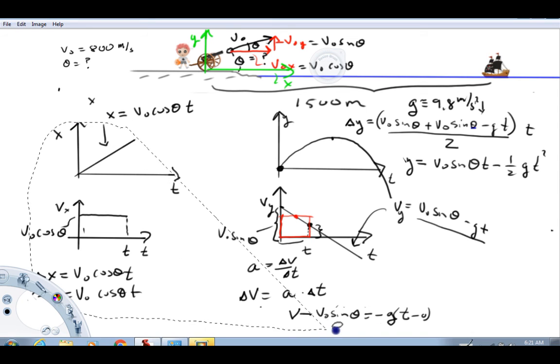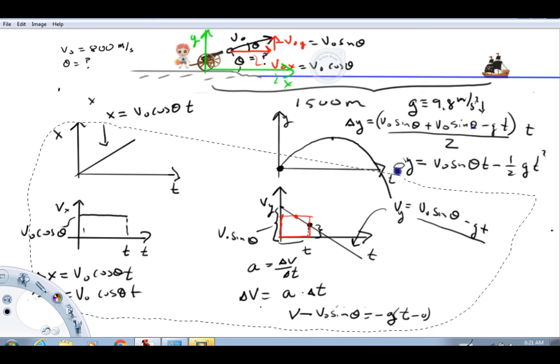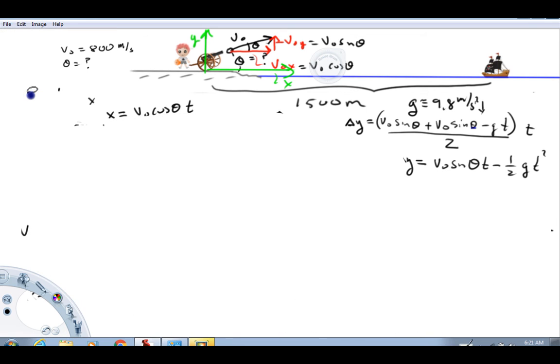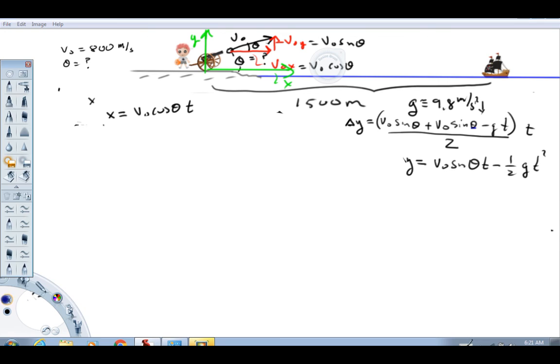Just for the sake of room here, I don't need this stuff anymore. Now we'll just work on the algebra here after I clean this up just a little bit more.